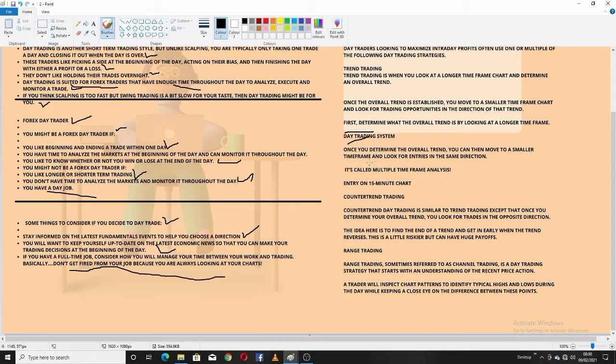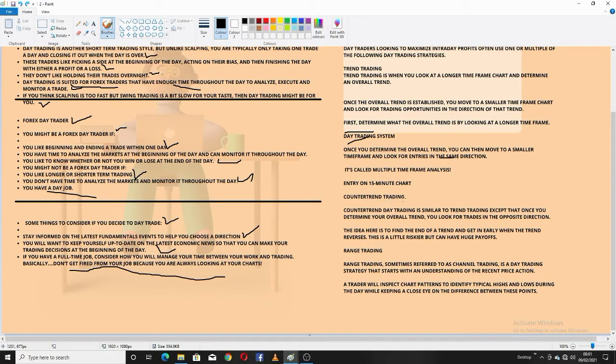Day trading system. Once you determine the overall trend, you can move to a smaller time frame to look for entries in the same direction. As I said, if it's going down, you go to a smaller time frame like 1 hour, 30 minutes, and you look for entries to the downside. It's called multiple time frame analysis. So you are combining time frames. You are combining daily, 4-hour, and H1 to find the reason for you to enter a trade. That's why it's called multiple time frame analysis.